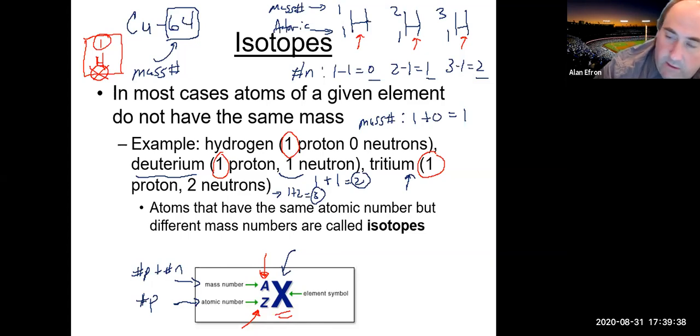Every element will have protons, electrons, and neutrons. The only exception is what we see on the screen there. It is actually hydrogen. Hydrogen only has a proton and an electron. It does not have a neutron. And again, everybody else will have all three of those. Any questions on any of that there?